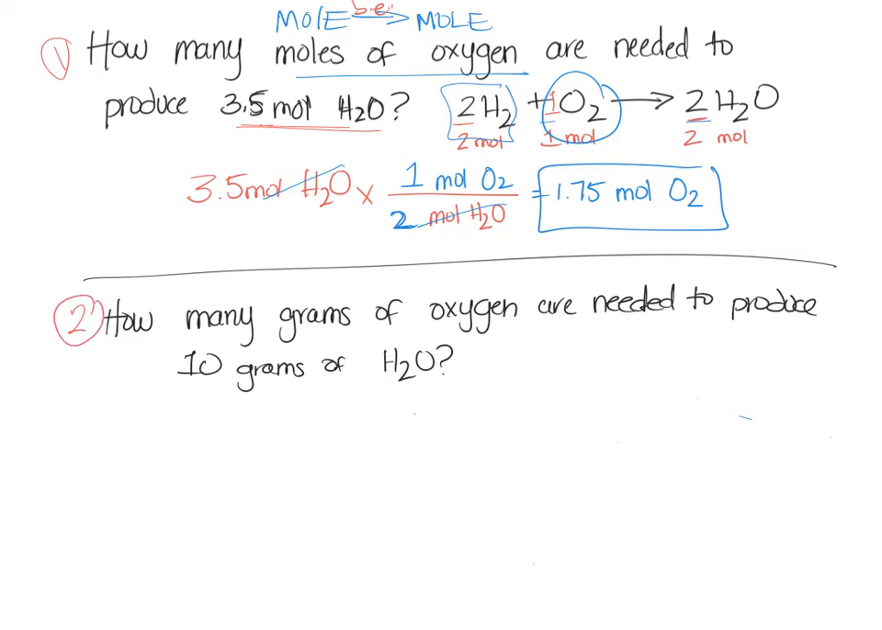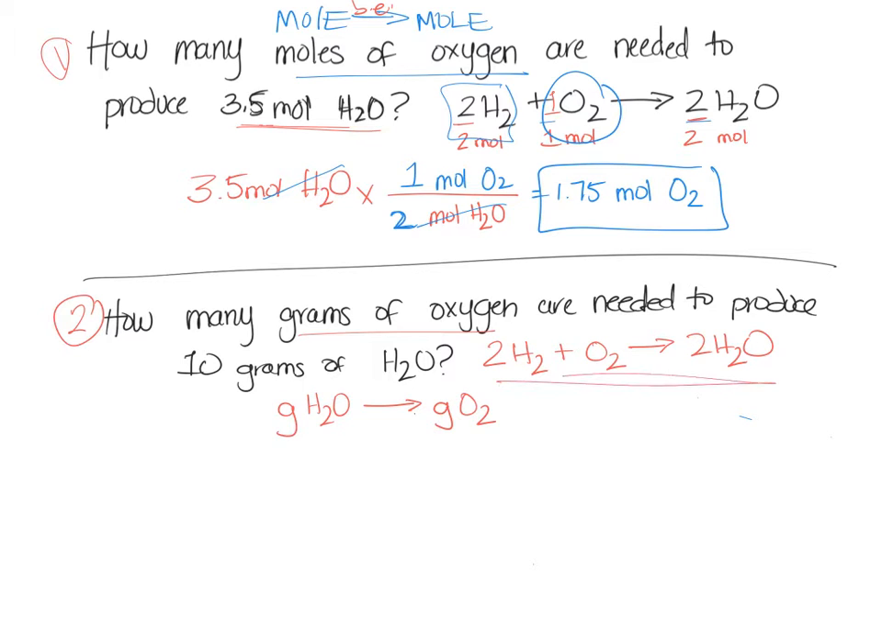Okay. Now let's look at this next one. We'll call this question number 2. How many grams of oxygen are needed to produce 10 grams of water? Well, as I said, the numbers in the balanced equation, those are not grams. They are moles or individual molecules. And so obviously that makes this problem a little more difficult than the last one. I'm given grams of water, 10 grams of water to be exact, and I'm looking for grams of oxygen.